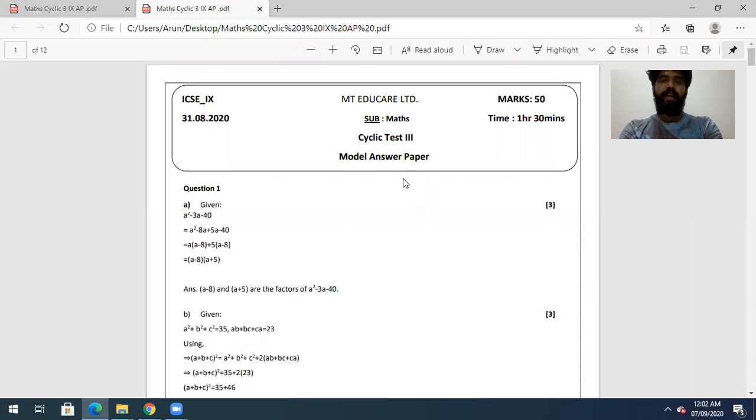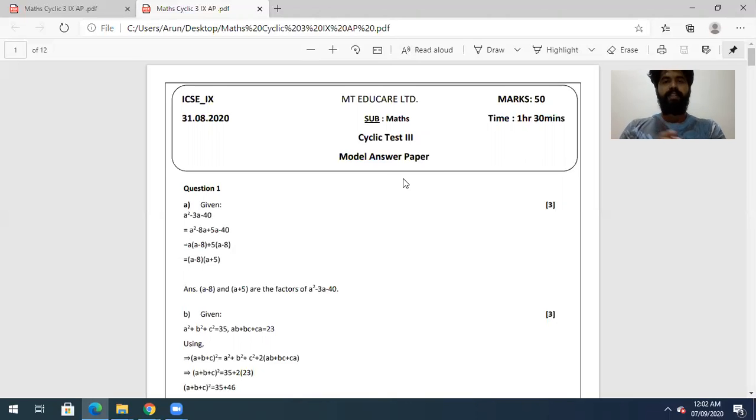Factorize a square minus 3a minus 40. So we know this is a trinomial. First term consists of a square term. Second term has a single power. Third term does not have a variable. So we know we have to solve it using the splitting the middle term method.